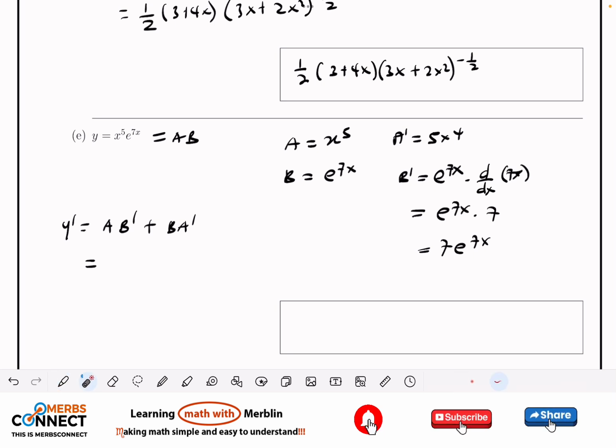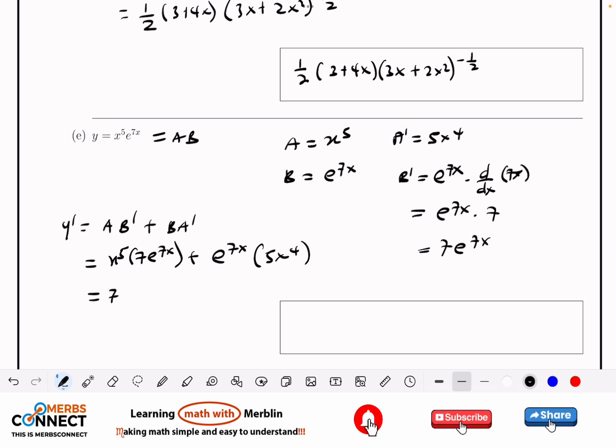So what is A? A is here. What is B? B is also here. B prime is also here. 7 e to the power 7x plus what is B? B is e to the power 7x. What is A prime? A prime is 5x to the power 4.